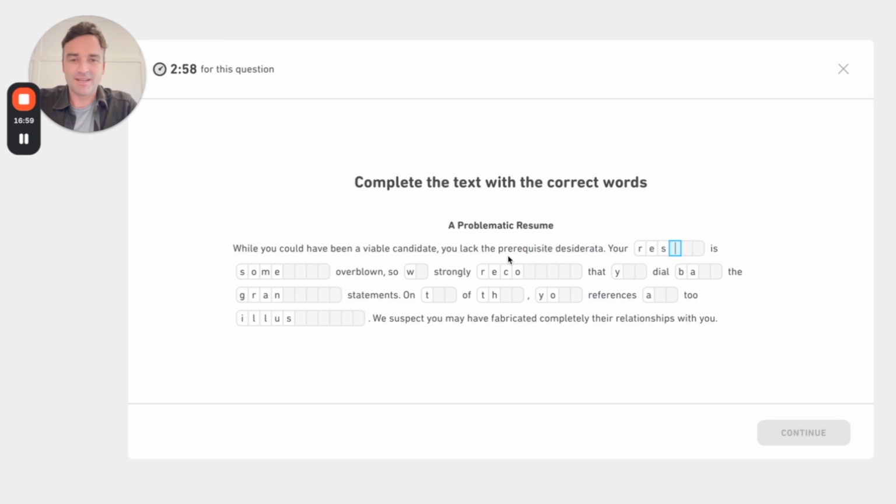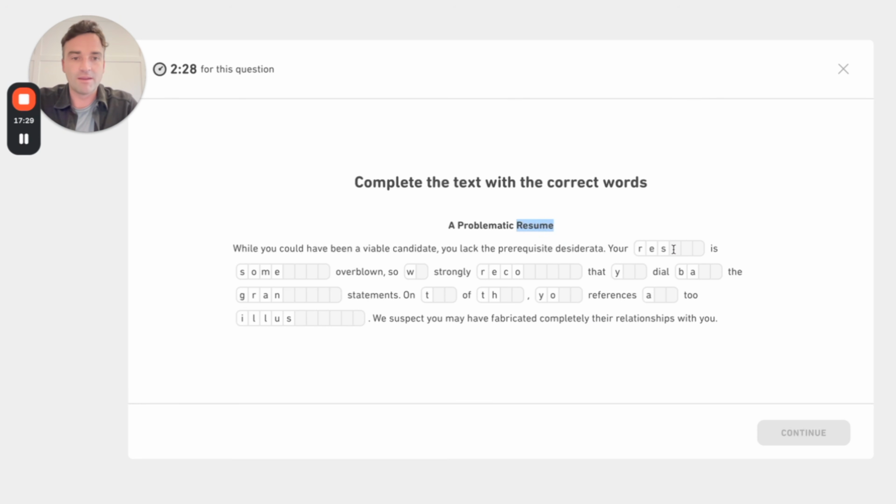Okay, and yeah, here's another read and complete. A problematic resume. Okay, interesting. While you could have been a viable candidate, you lack the prerequisite dystocia. Okay, great. We suspect you may have fabricated completely their relationships with you. Okay, so who's there? We'll find out. So yeah, after you've read that, you can begin.